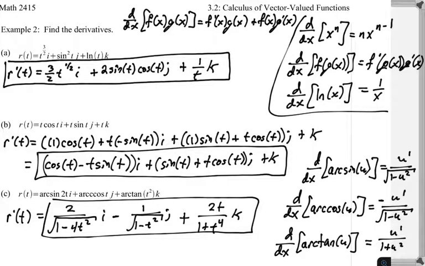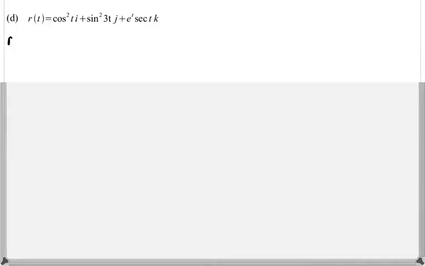So let's do one more derivative here, and we're going to look at d. So r of t is equal to cosine squared t i plus sine squared 3t j plus e to the t secant t, and that's your k component. So r prime of t, we have a chain rule, so bring down the 2, and then your base is the cosine of t, and then times the derivative of the base. The derivative of the cosine of t would be negative sine of t. That's your chain rule, so that's going to be the i component.